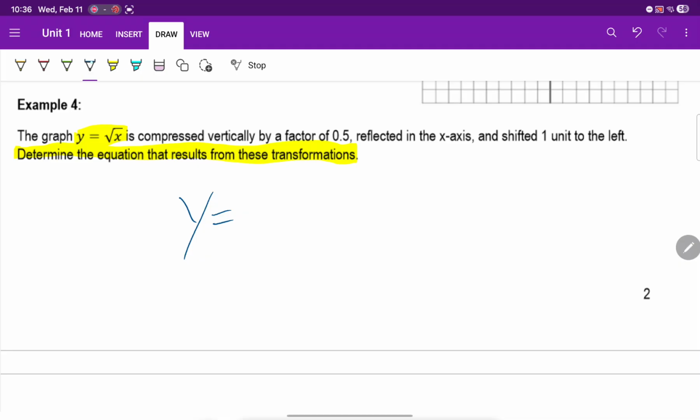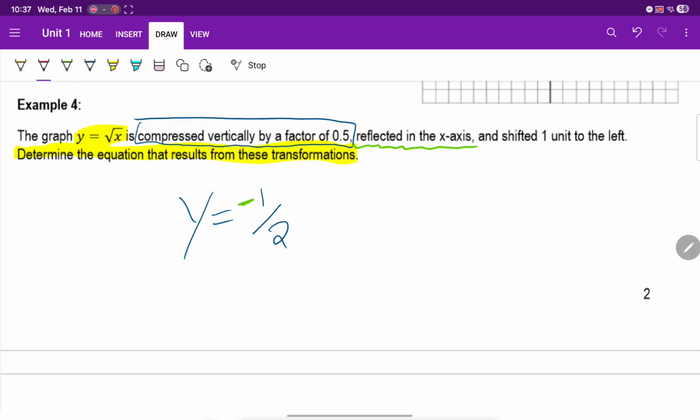Now I'm going to read each kind of transformation here. It says compressed vertically by a factor of a half or 0.5. So I'm going to do 1 over 2. Okay, that's my compressed vertically by a half. Then it's reflected in the x-axis. That's a vertical reflection, so that half needs to be negative. Then it's shifted 1 unit to the left.